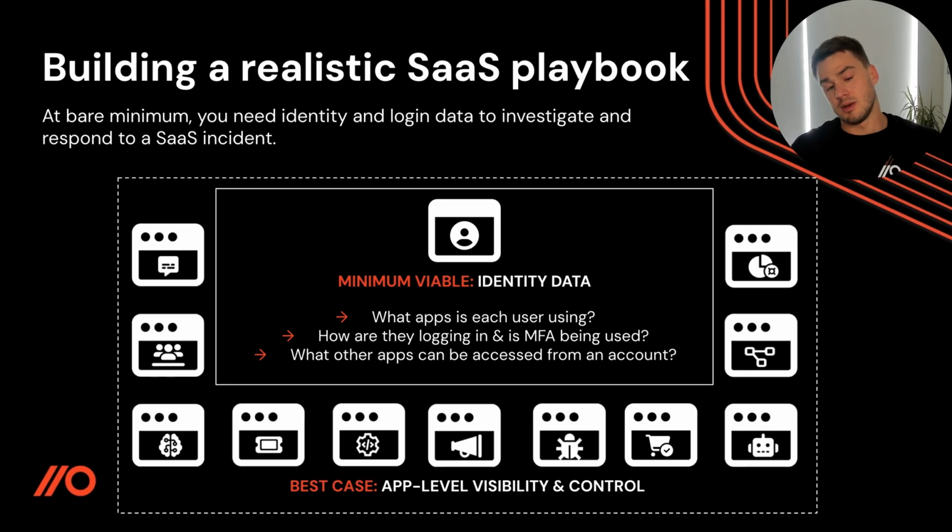And so what do we need to consider when we're building out IR playbooks for SaaS? During IR, we're always faced with just enough information to lead on to the next part of an investigation. When dealing with identity-based compromises, we need to be able to answer, at a minimum, three core questions. What apps are our users using? How are they logging in and which MFA is being used? What other apps can be accessed from this account? Answering these fundamental questions can help us determine the potential blast radius and where we should focus our investigation.